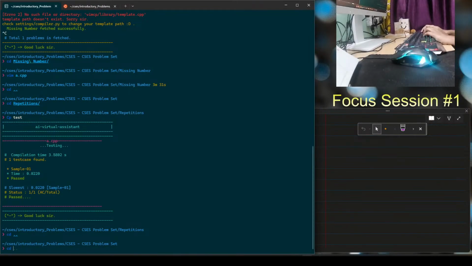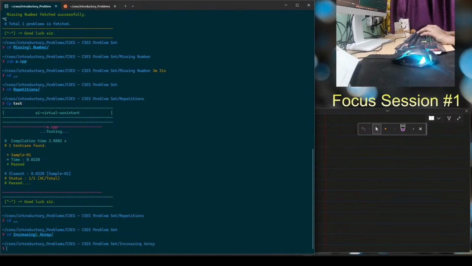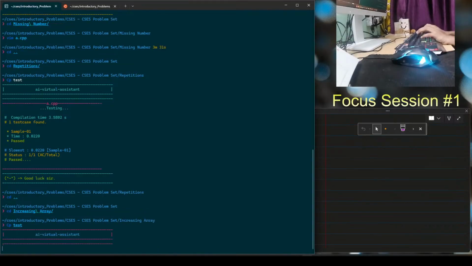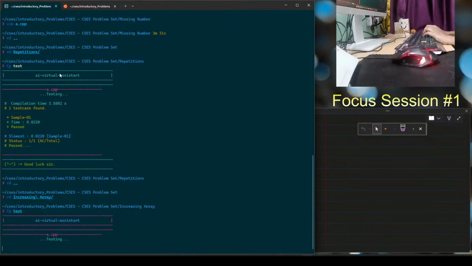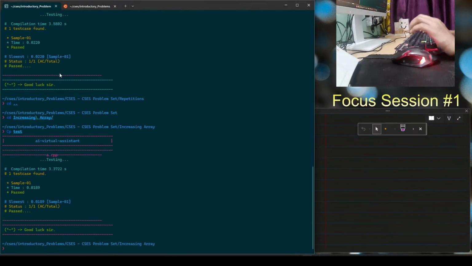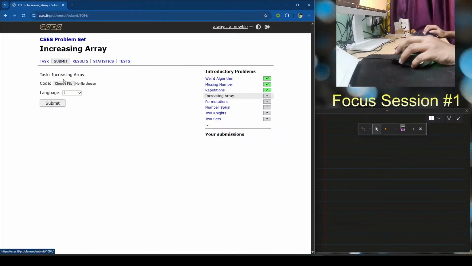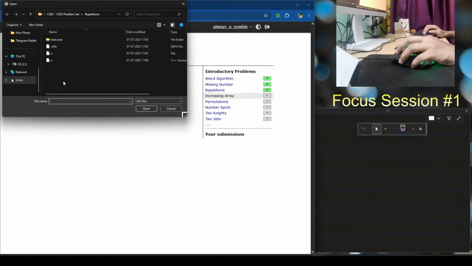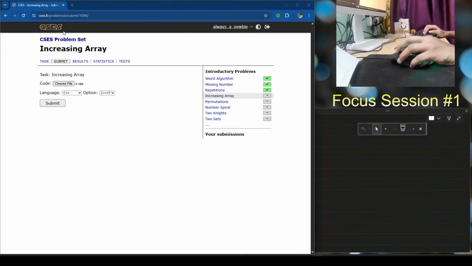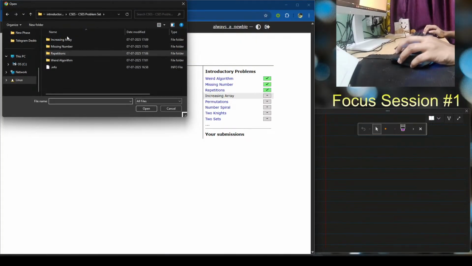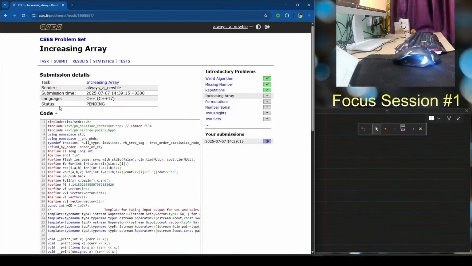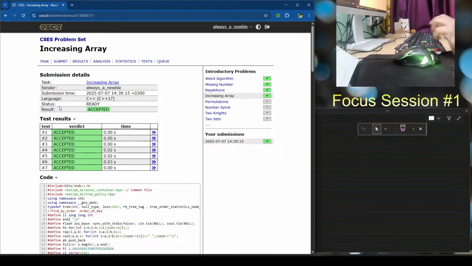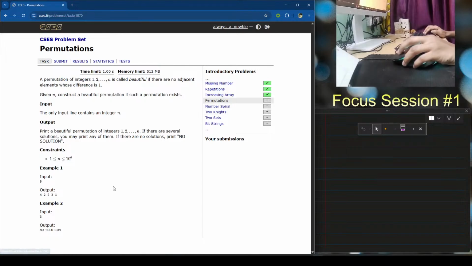Let's just make the resulting array increasing. Test it. It's fine. Let us run this. Oh my god. Okay. Fine. Now let's go to the next problem.